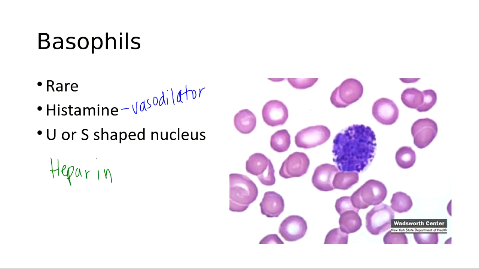All right, lastly for granulocytes, basophils are the rarest white blood cell overall. They release histamine, which is a vasodilator, and they have a U or S-shaped nucleus, and it's hard to see it sometimes because of the granules. They also produce heparin.